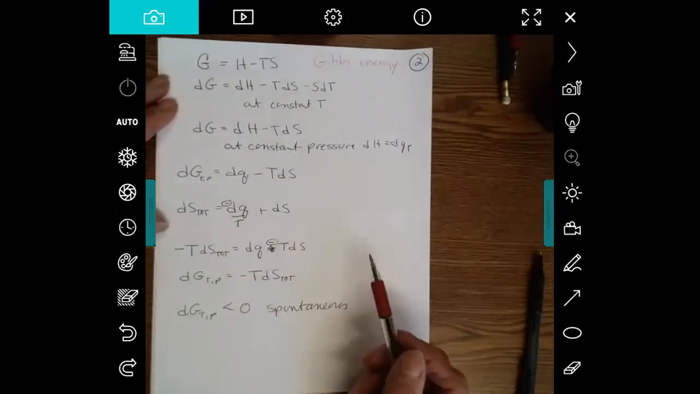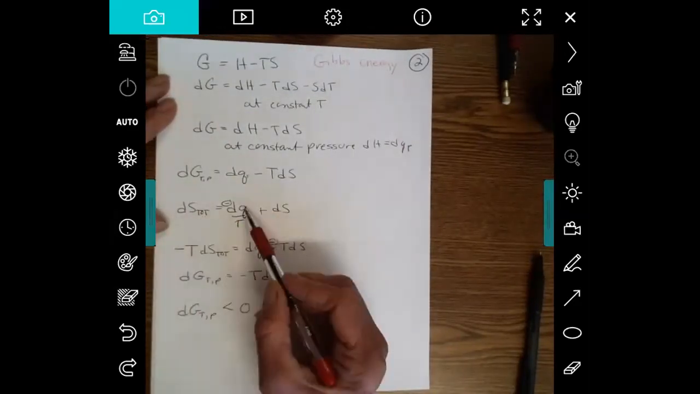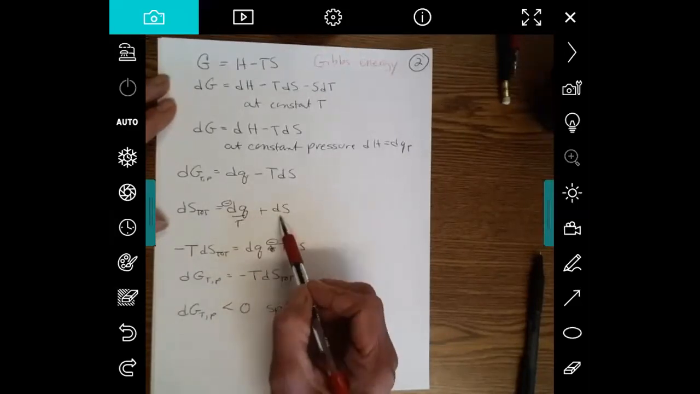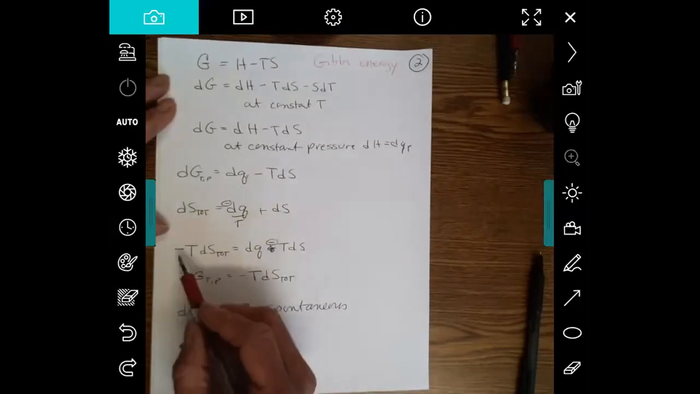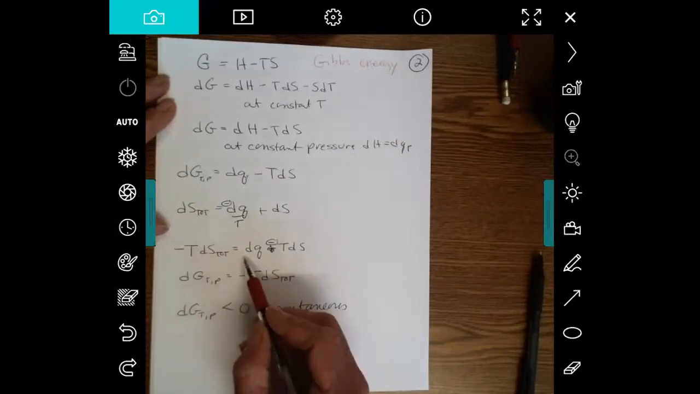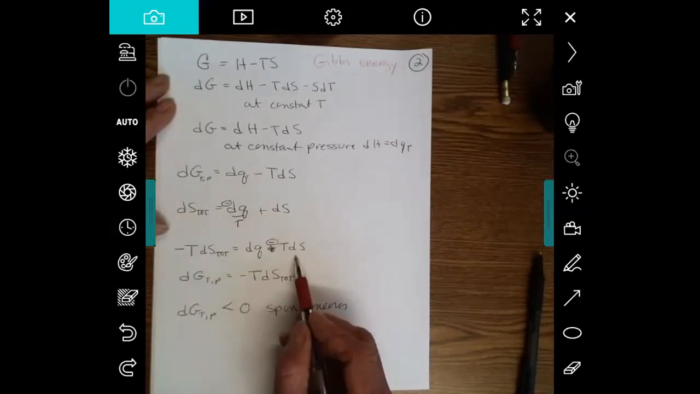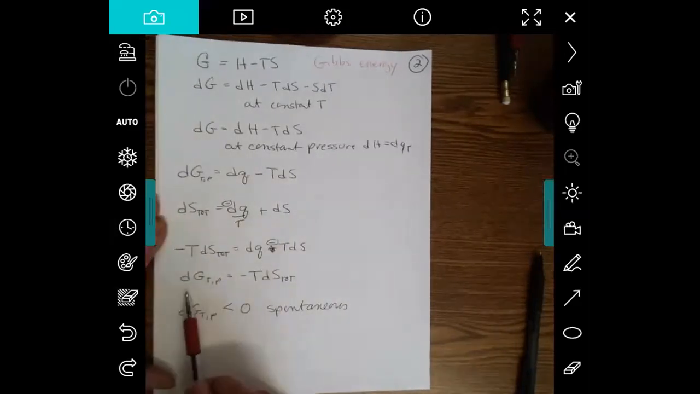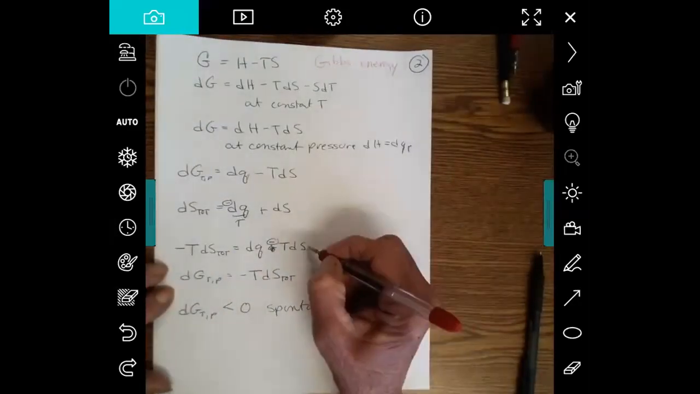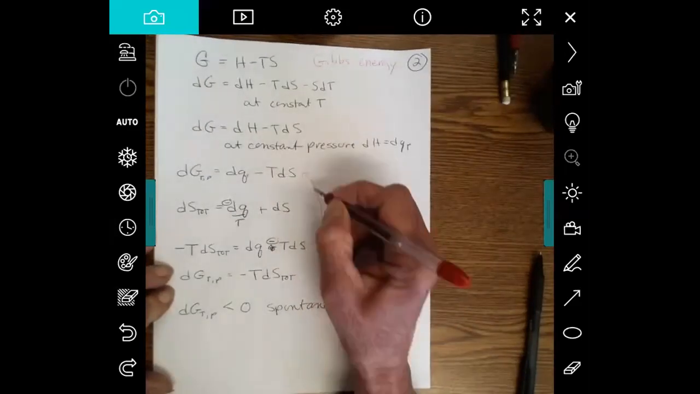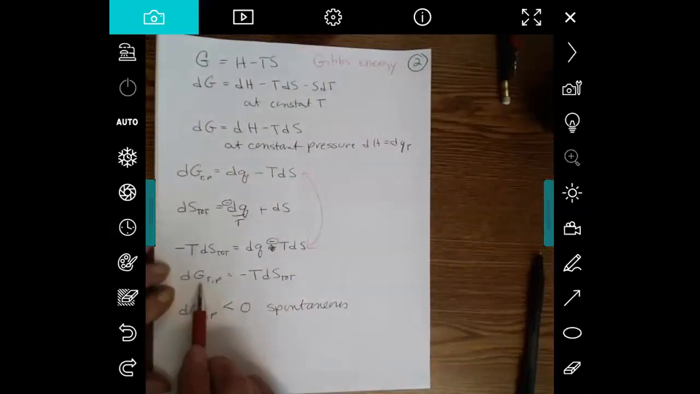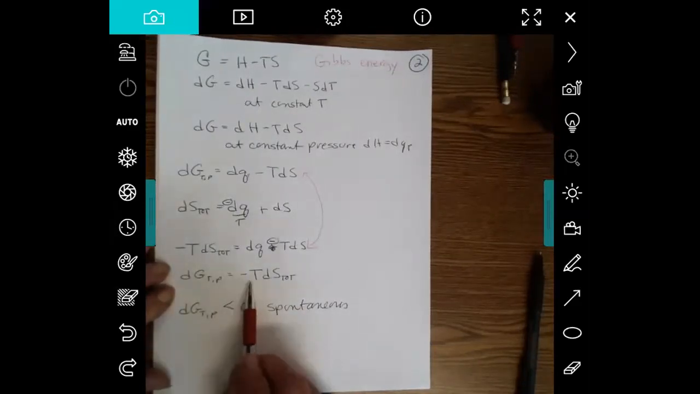So we go through the same derivation. dS total is equal to minus dQ over T plus dS. And so if I multiply both sides by T, I get minus TdS total is equal to dQ minus TdS, because the negative got rid of that and changed that positive to negative. And therefore, what you will see is that these two are the same. Therefore, a change in Gibbs free energy if the process is carried out at a constant temperature and pressure is equal to negative TdS total.